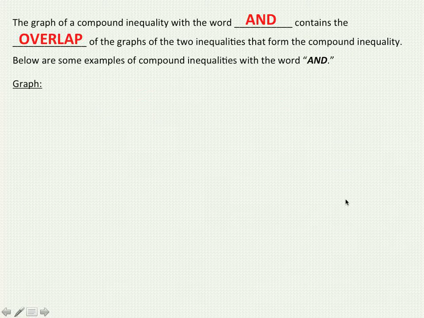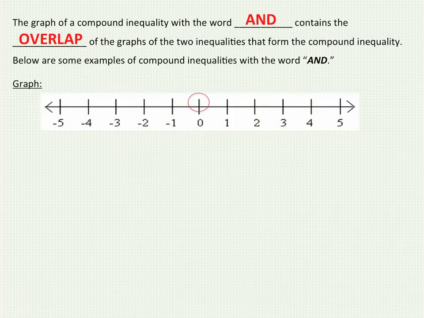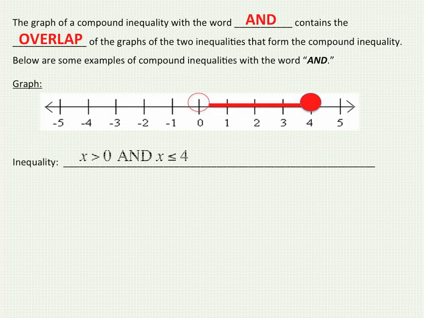All right, here's another and graph. So let's put a boundary point at 0. Notice it's not filled in. And let's put a boundary point at 4, which is filled in. So we're talking about all the stuff in between. Those are the solutions that work for both. That's what an and graph is. It's working for both.